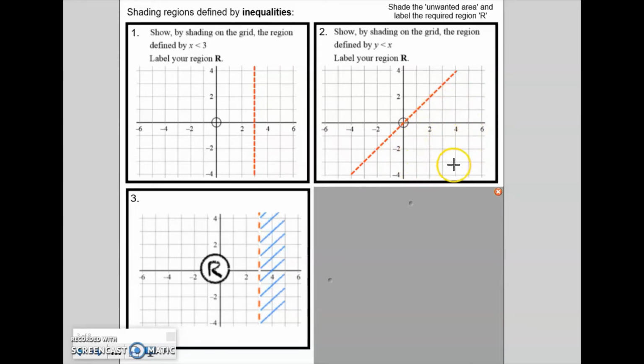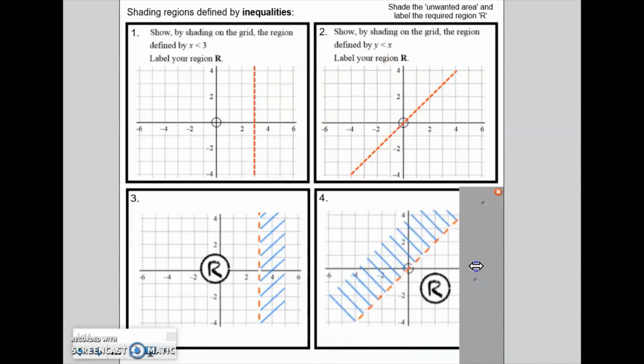This is the side of the inequality that I am interested in. So I'm going to shade this side just to blank it out. That is my unwanted region. And my wanted region is labeled R. Notice again that I've used a red dotted line because I'm dealing with y is less than x. It does not say y is less than and equal to x. If it did say that, I'd be using a full red line with no breaks and no dots.